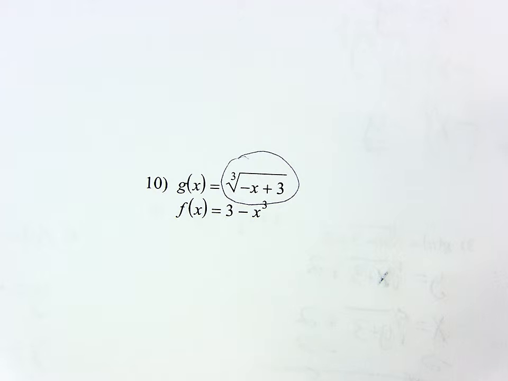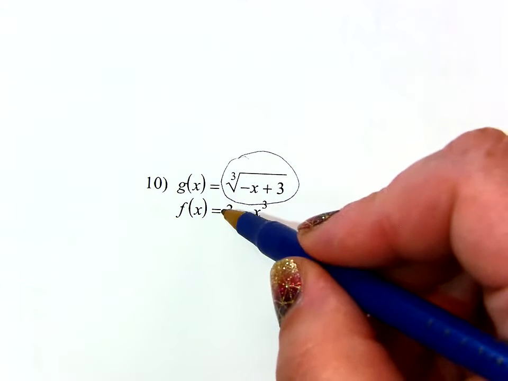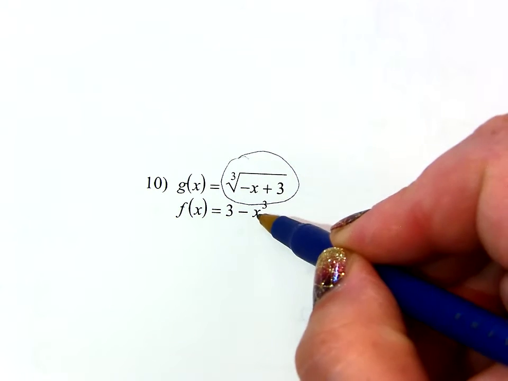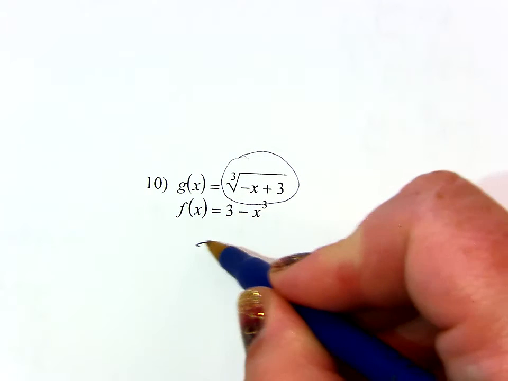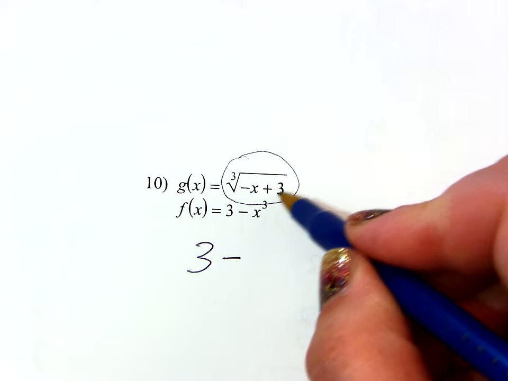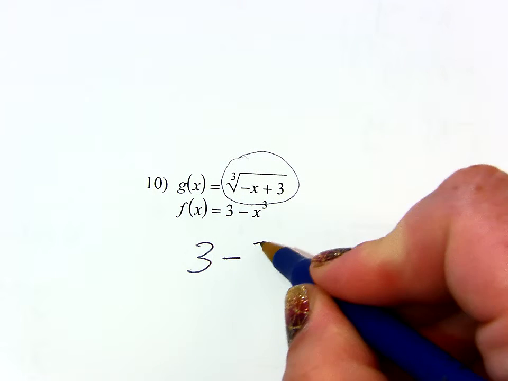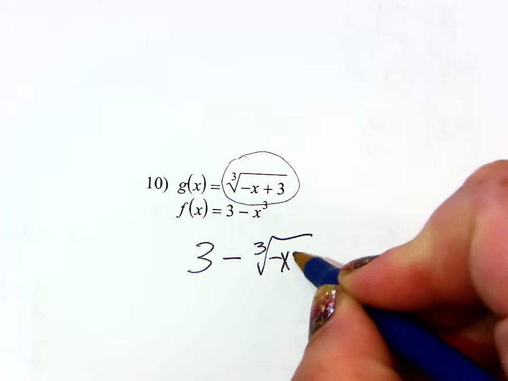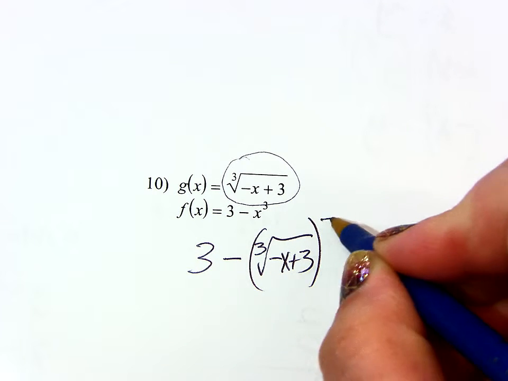You with me so far? So I'm going to take the g and put it into the f. So I'm going to write 3 minus, and then instead of writing x to the third, I'm going to write this whole thing to the third. So the cube root of negative x plus 3, to the third.